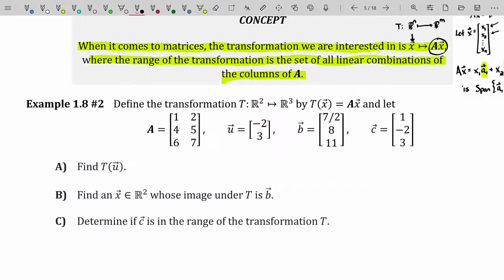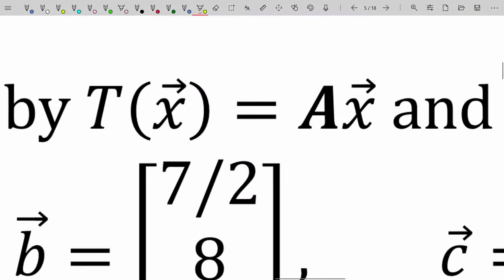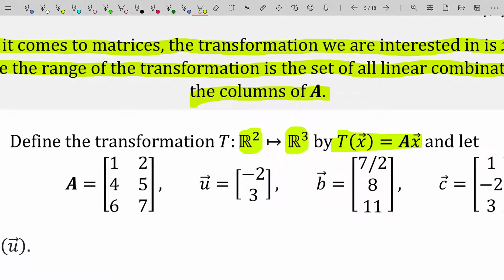For example, define the transformation which maps R^2 into R^3. We're going to define this by the transformation T of x is equal to the matrix A times x, where A is this constant matrix here. So that's the rule of the transformation. In the previous video, I described a transformation. The transformation I described there was take twice the first entry and 0 times the second entry, and that's what all your vectors in your input or domain will transfer to in the range.